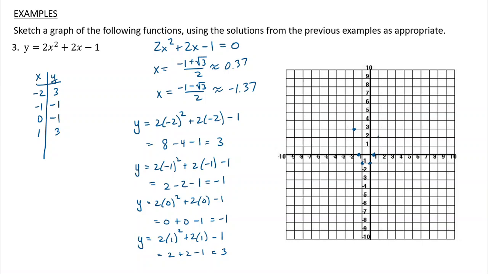And so basically we're seeing here that we don't have that low point plotted, that point where it turns, but we can see that that happens between the -1 and the 0. So we're still just sketching our U shape that we know that this graph is going to have, and that completes the graph of that equation.